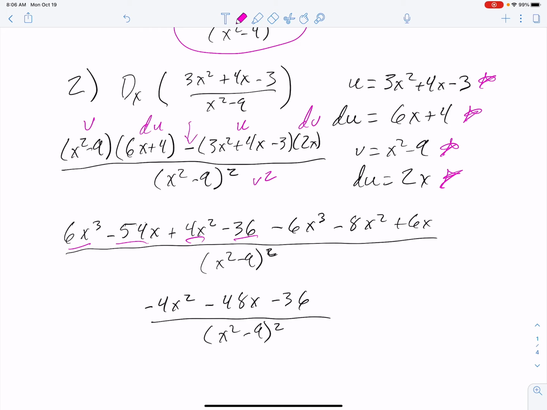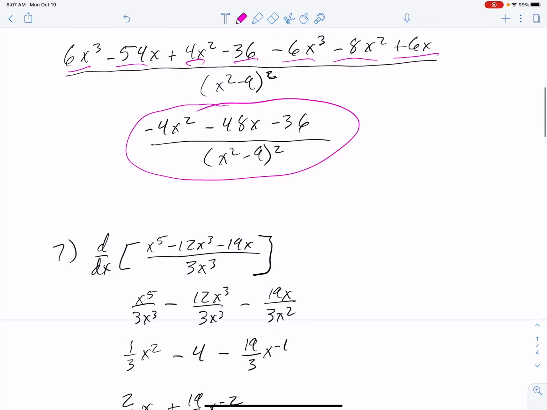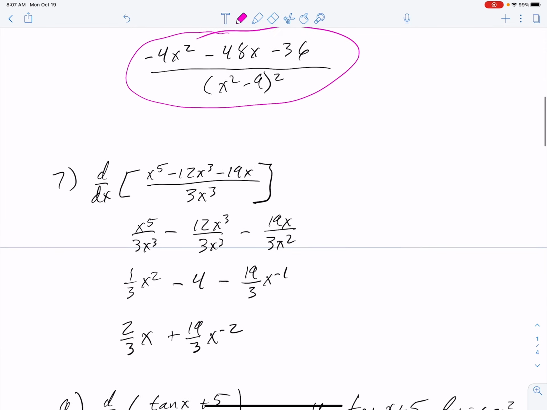Negative 9. Again, keep an eye on distributing this negative. So I did 2x times 3x squared, distributed the negative and made it negative 6x cubed. 2x times 4x is 8x squared, distributed the negative to make it minus 8x squared. 2x times negative 3 is negative 6, but I distributed the negative to make that plus 6x. Combine your like terms, and you have your final answer. Excuse me, the numerator on this one is factorable, but again, we don't need to.